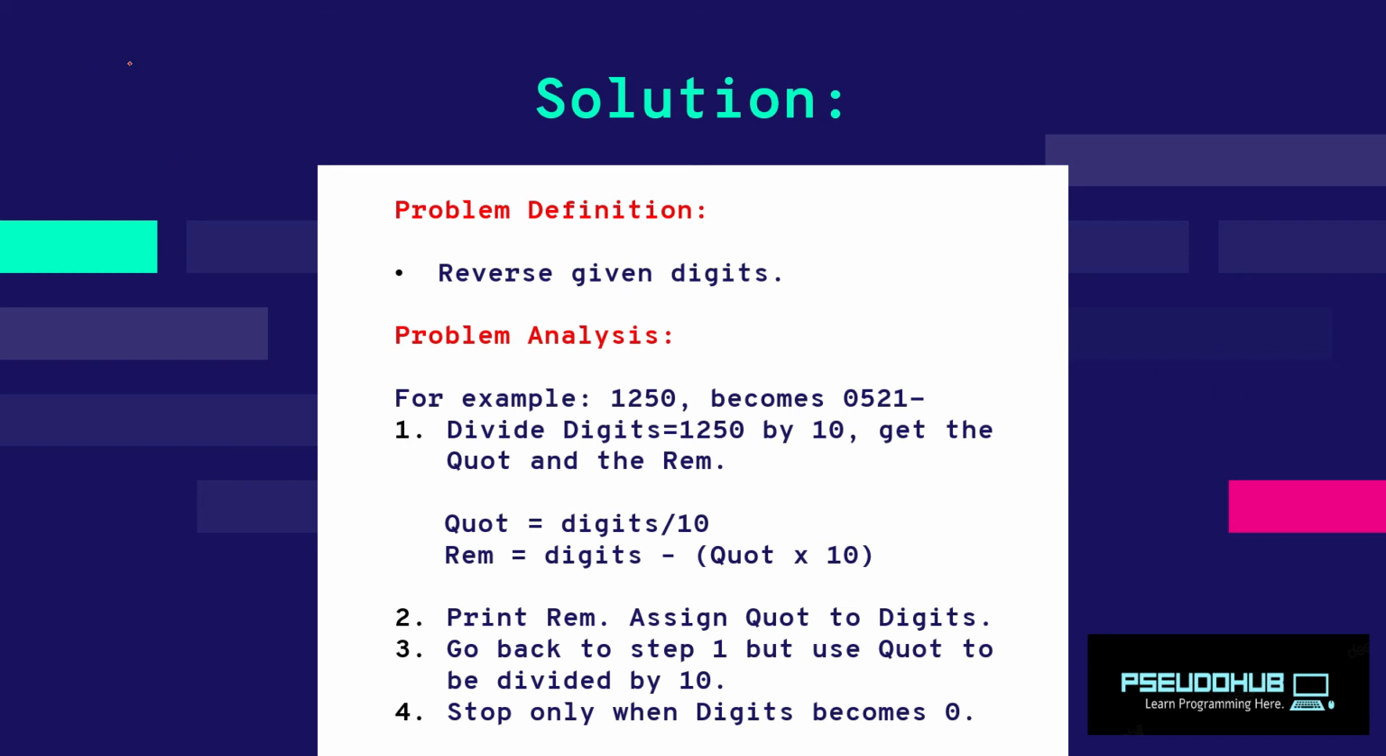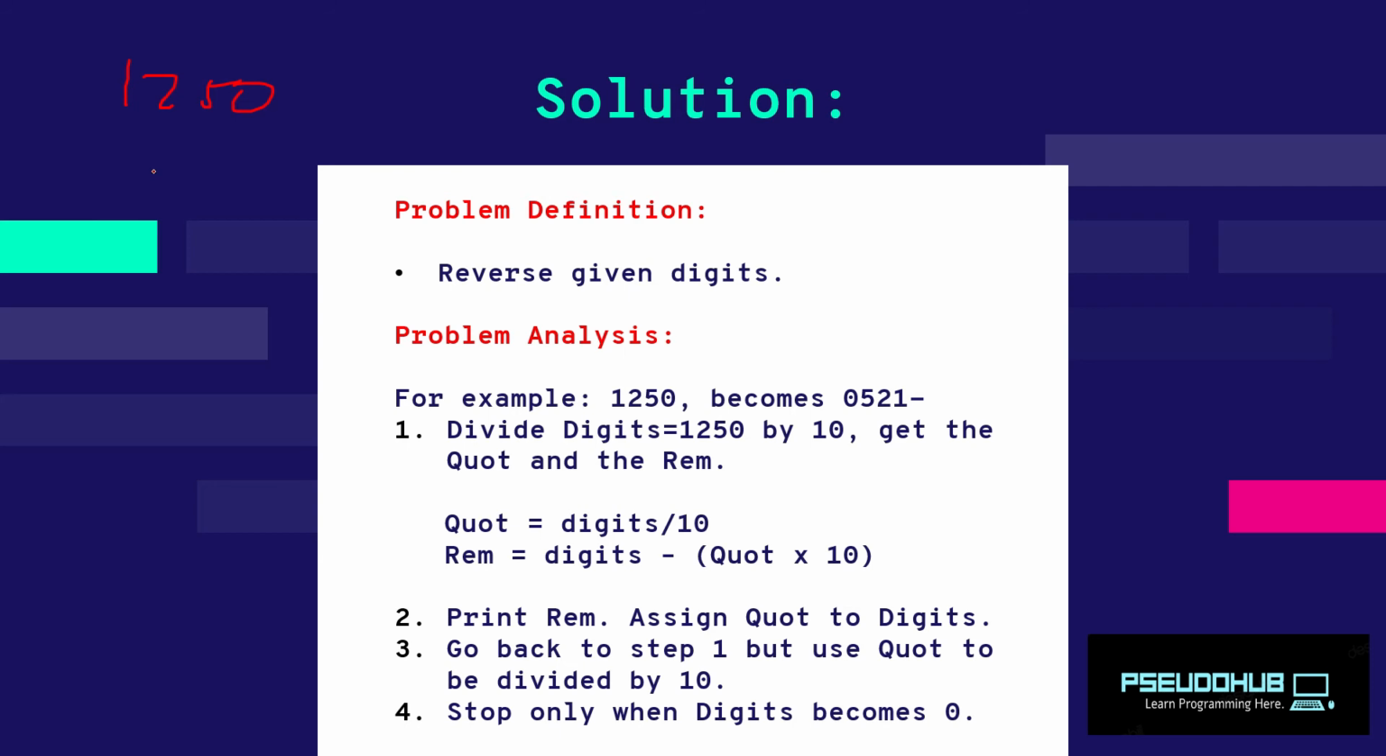Okay, for example, let's say 1,250 divided by 10. The answer is 125. What is the remainder? 0. Then 125 divided by 10 is 12. What is the remainder? That's 5. Then 12 divided by 10 is 1, the remainder is 2. So it's reversed: 0, 5, 2, 1 is what remains. So we just divide and get the remainder to reverse the data.